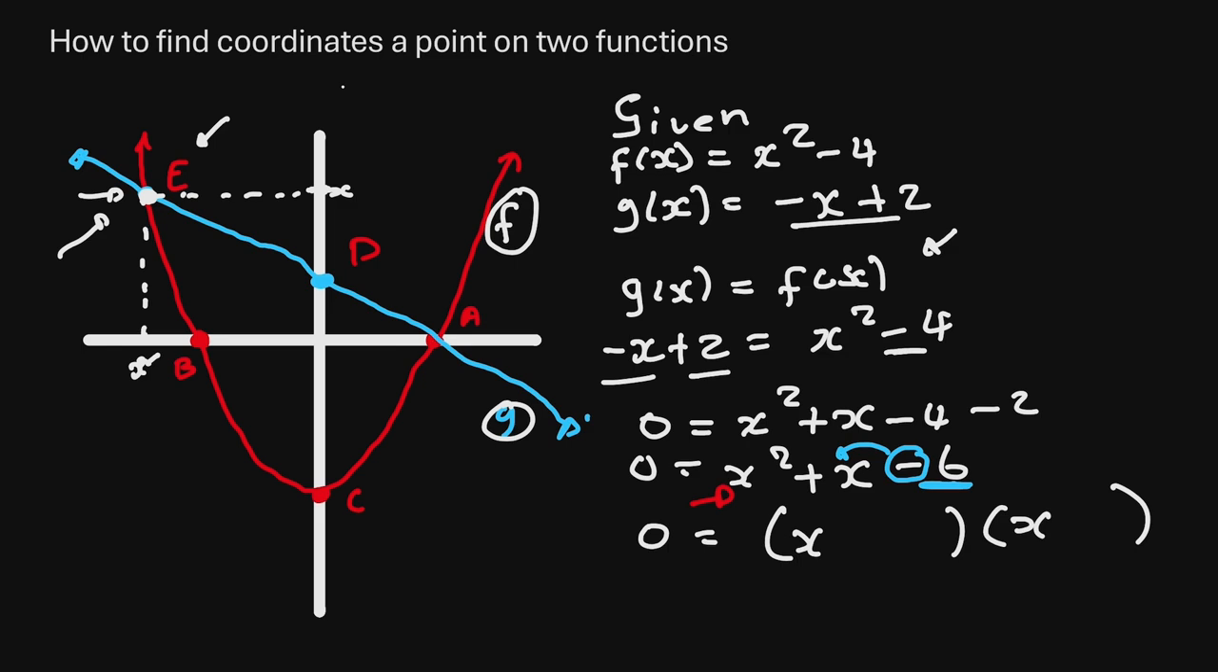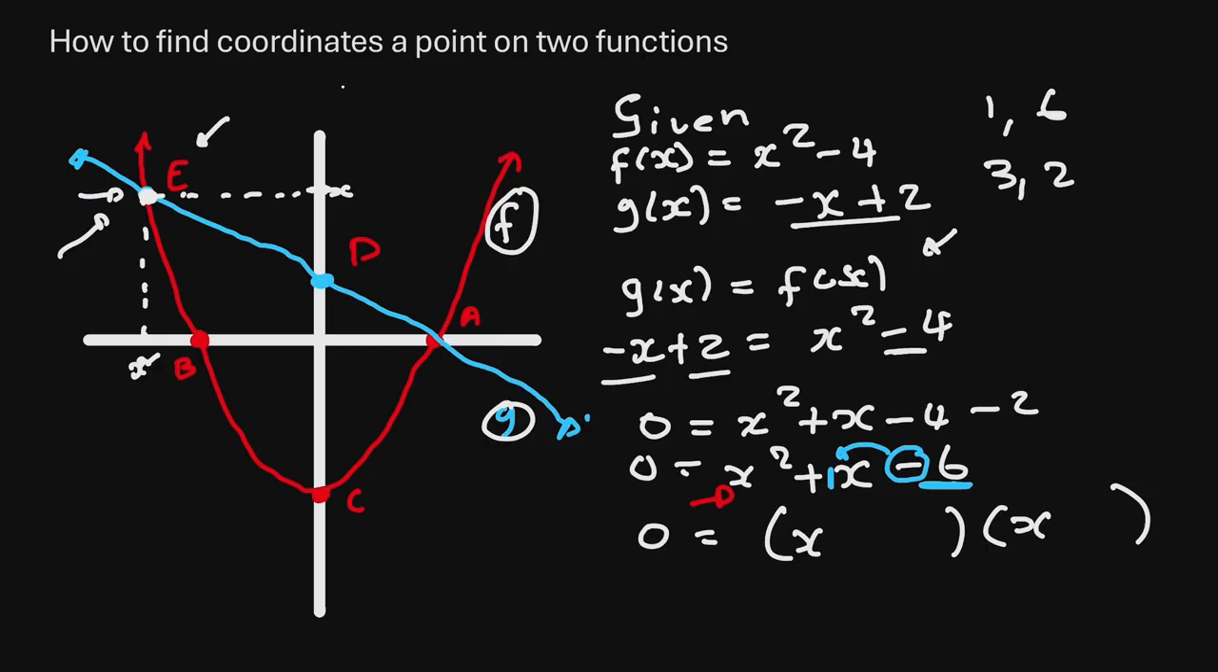Which is the coefficient of x here. The coefficient of x is 1 here. So now you're going to look for factors of 6. Remember now, the factors of 6 are 1 and 6. 1 multiplied by 6 is 6. Then we also have 3 and 2. 3 multiplied by 2 is 6.